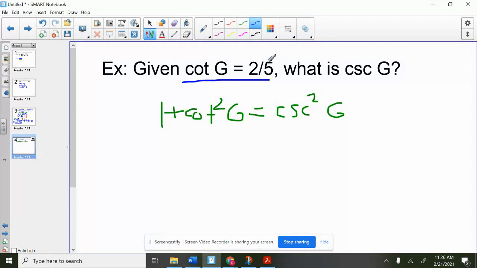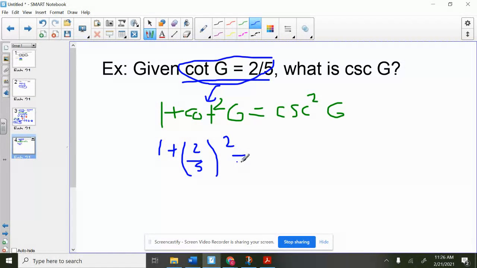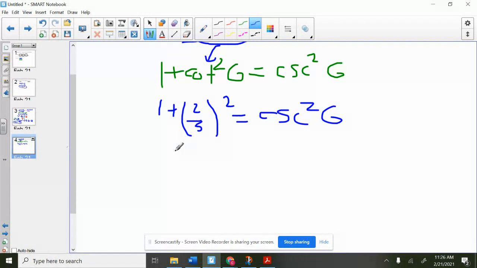And then I'm going to plug this in. I know that cotangent of g equals 2/5, so I'm going to plug that in. So I get 1 plus cotangent, that's 2/5, and remember, we're squaring that. And then that equals cosecant squared. So when I square this number, 2 squared is 4, and then 5 squared is 25. And remember, I have a 1 in front.